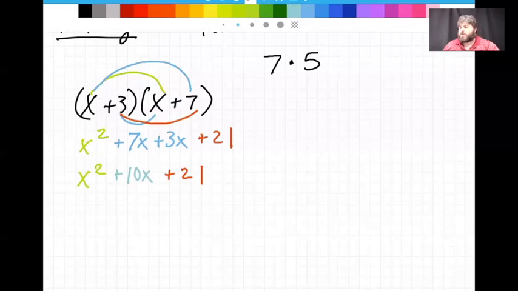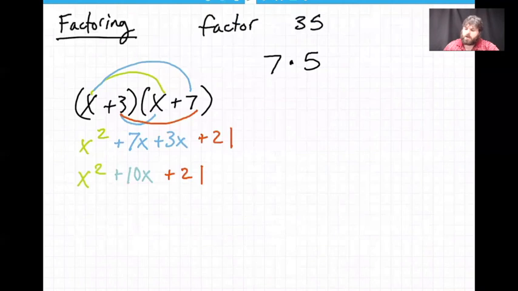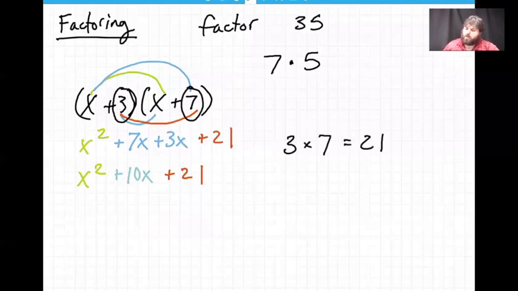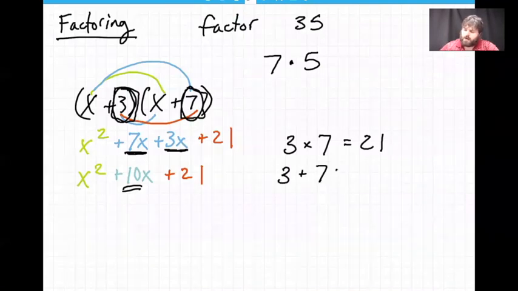Okay, so where does the 21 come from? Well, it comes from the product of 3 times 7. Okay, 3 times 7 is 21. Where does the 10 come from in the 10x? Well, look, it comes from this 7 and this 3. When we multiplied by the x, we got a 7x and a 3x. So ultimately, it comes from the 3 and the 7, but it's the addition of those two things, right, to make 10. This is the key to unlocking this.